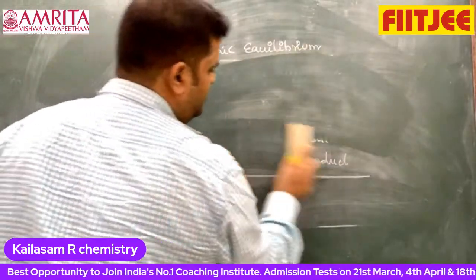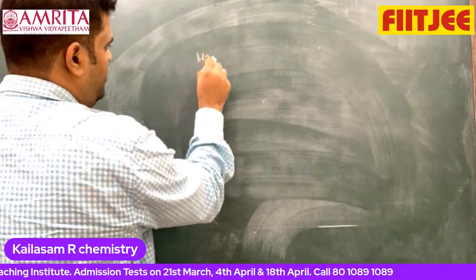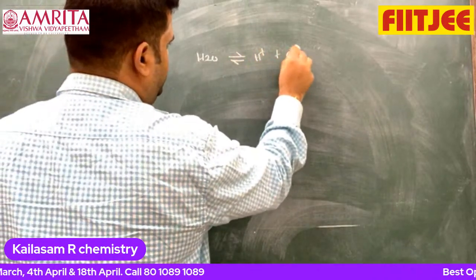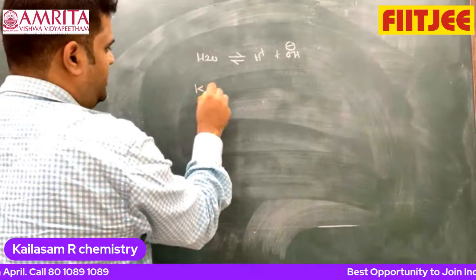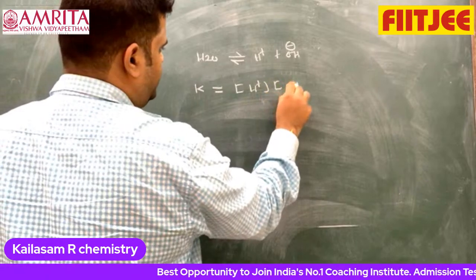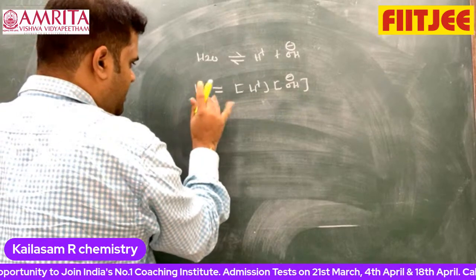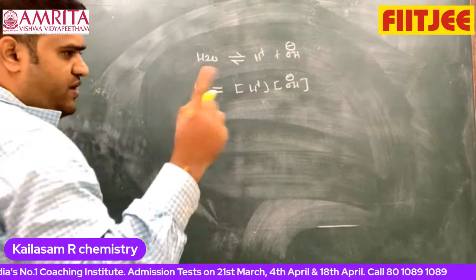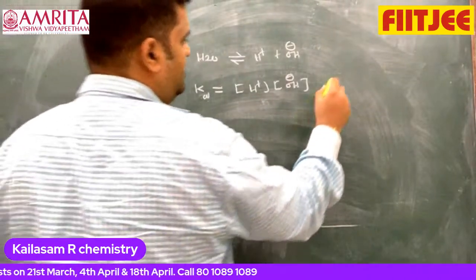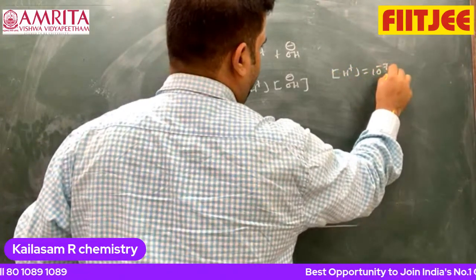Now I am going with this. We know that H2O can be written as H plus plus OH minus. Now K is equal to the concentration of H plus ion times the concentration of OH minus ion, and I can write this K as Kw. Now experimentally they found the H plus ion concentration at 25 degrees Celsius is 10 power minus 7 molar.